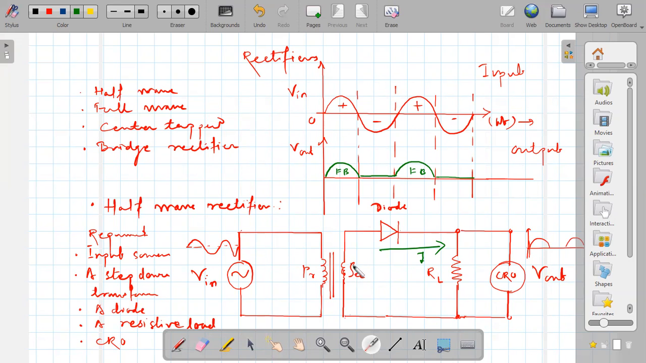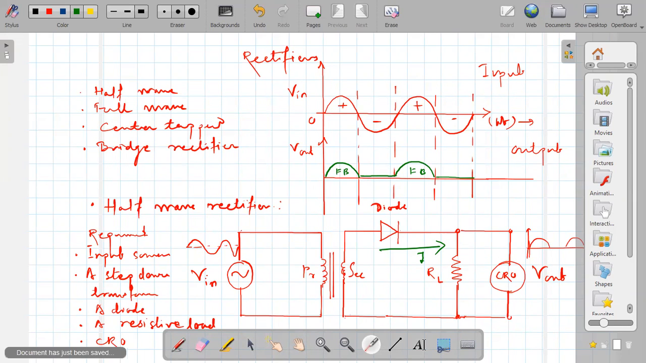This low voltage from the secondary winding is applied to this diode, and during the positive half cycle of the input, this diode will be in forward bias condition and current flows through this circuit. Thus you will get only half of the input, the current, at the output. But during the negative half cycle of the input, this diode will be in reverse bias, therefore there is zero current through the circuit.